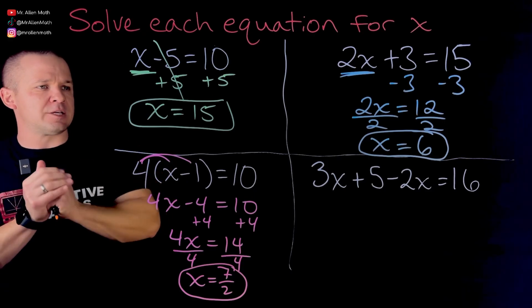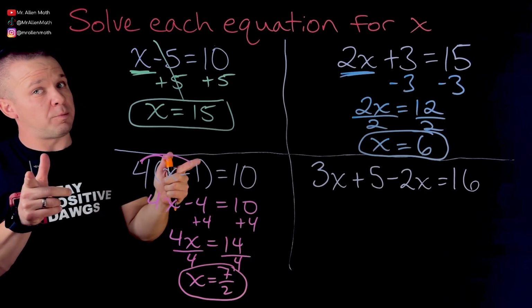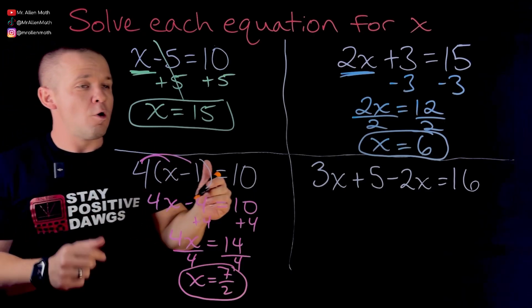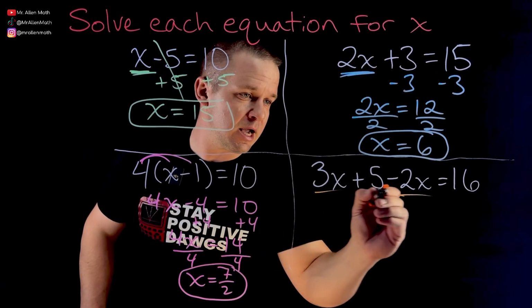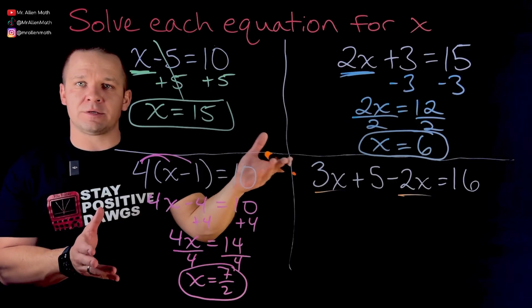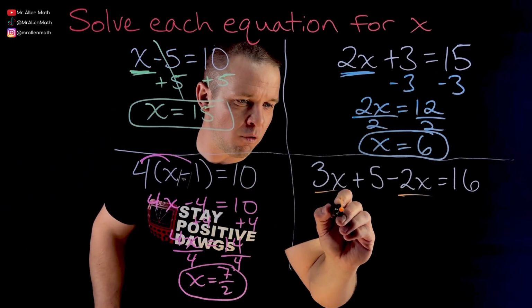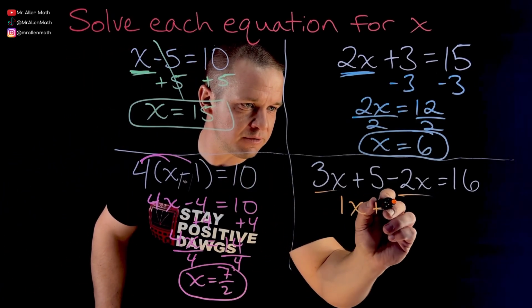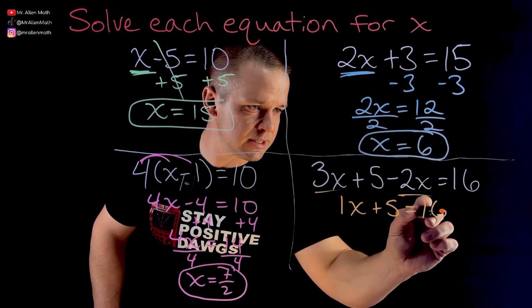All right, last one over here. So I got multiple x's. How do I deal with this? Well, 3x and negative 2x, those are like terms. I can put them together. What is 3 minus 2? It's 1. So I have 1x plus 5 equals 16.